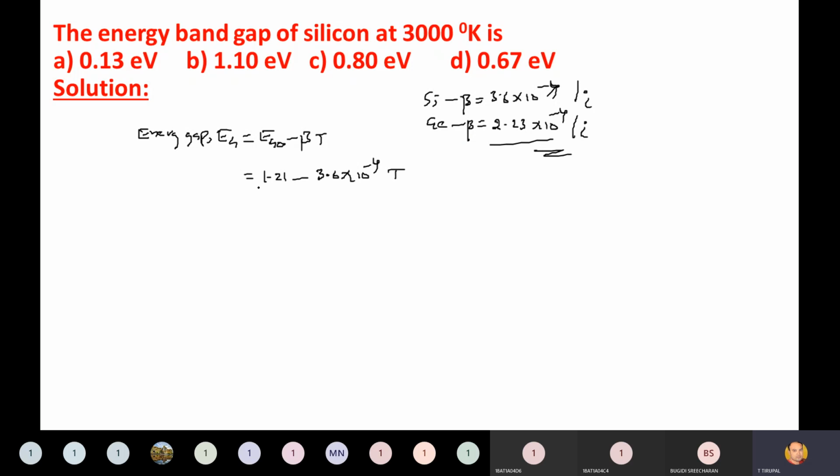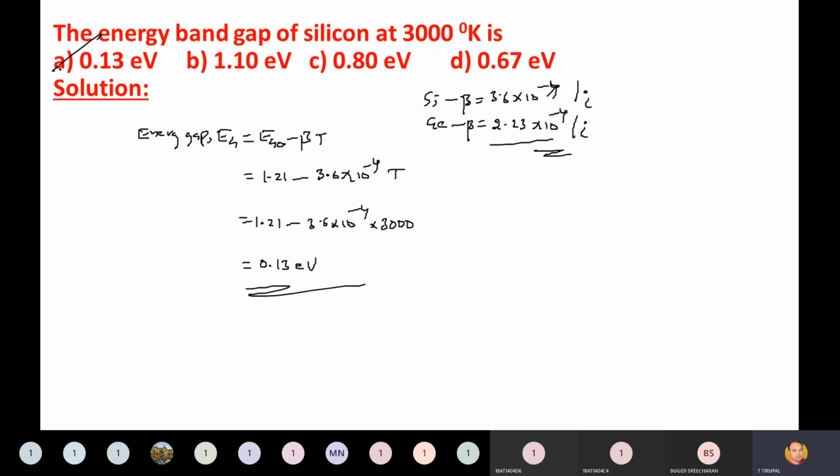Now silicon has been asked, so Eg is equal to 1.21 minus 3.6 into 10 power minus 4 times capital T. T should be in degrees Kelvin, which is already given in the problem, 300. So find the answer. 0.13 electron volts? Good. After the decimal point you need to take only 2 values. Energy gap is equal to 0.13 electron volts. So A is the right answer.